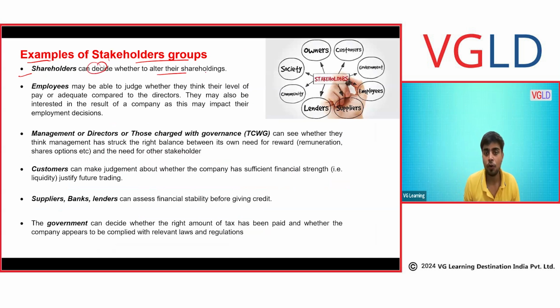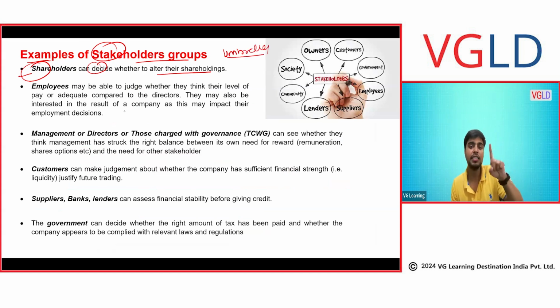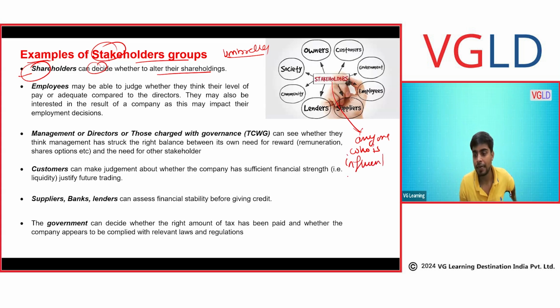Shareholders can decide whether to alter their shareholding. Shareholders are one of the stakeholders. Many people confuse stakeholder and shareholder. See, stakeholder is a bigger umbrella. Shareholder is one of the stakeholders. Shareholders have invested money and they are influenced by the decisions. So who are stakeholders? Anyone who is influenced or impacted by decisions of the company. So they are the stakeholders.